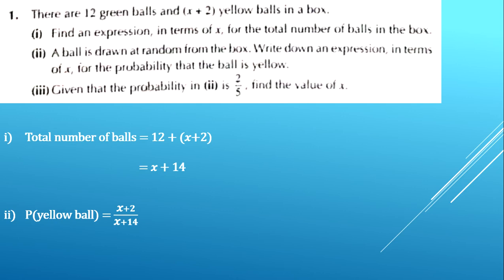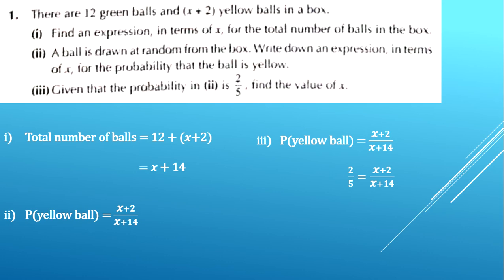The third question says that given that the probability in 2, which is the probability of getting a yellow ball, is 2 per 5. This time we have a value of the probability. The question asks us to find the value of x. So remember that the probability of the yellow ball is x plus 2 on x plus 14. And now we know the value of the probability, we can substitute that in. Therefore, we will have 2 on 5 equals x plus 2 on x plus 14.